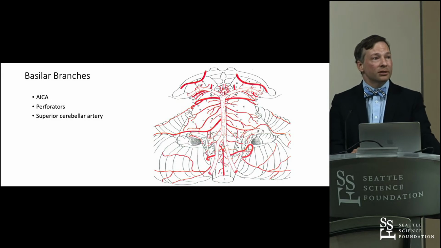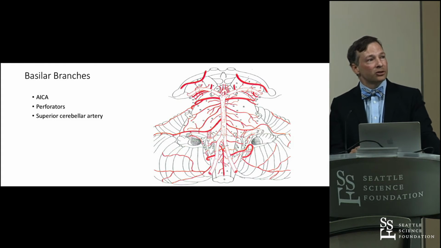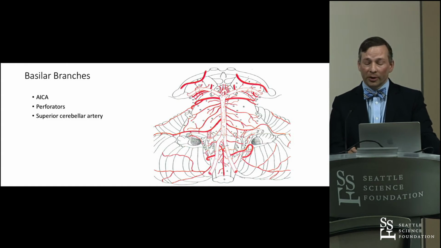Basilar artery branches. We all know about the bad perforators that we don't want to do anything to or would cause problems for the patient. But the typical branches are AICA, perforators, and the superior cerebellar artery.